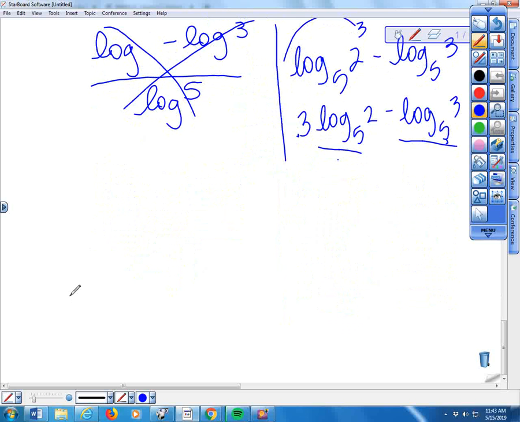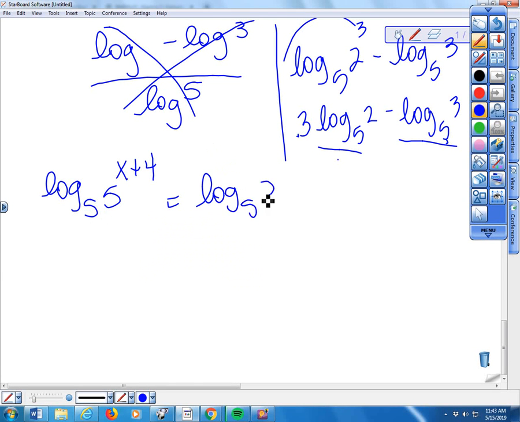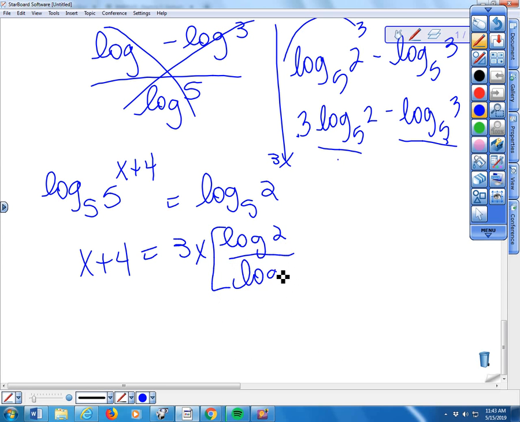Next, solve each equation. 5 to the x plus 4 is 2 to the 3x. This time the bases aren't the same, so I'm just going to pick one. I'll pick this one. Log base 5, so I have to take the log base 5 of this one. So this just becomes x plus 4. This becomes 3x times log base 2 over log base 5, right? Just to change a base. Now, there's an x here and there's an x here, so I could just subtract x.